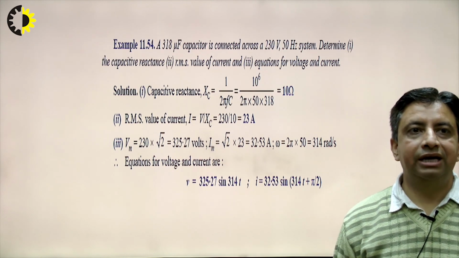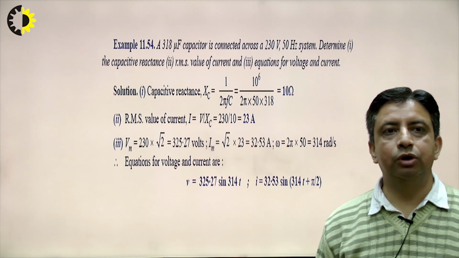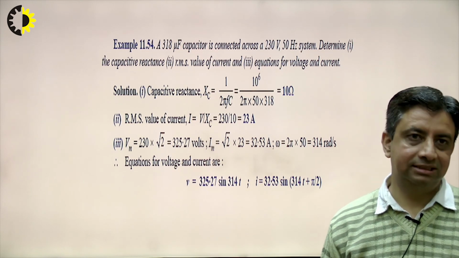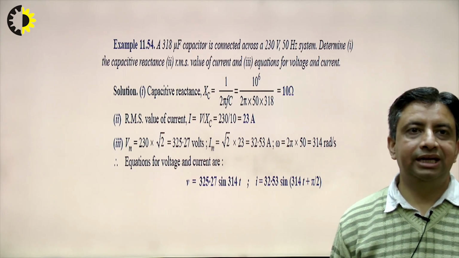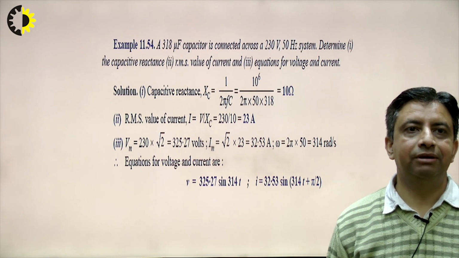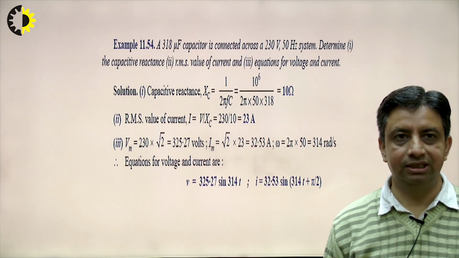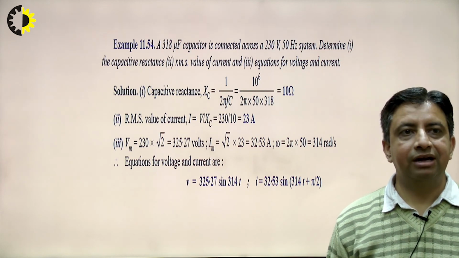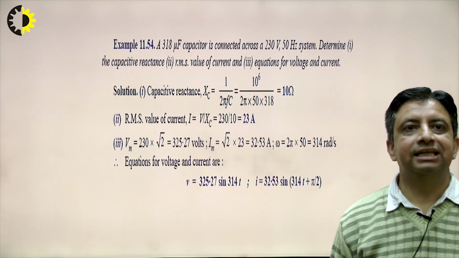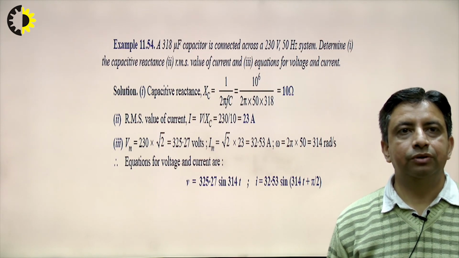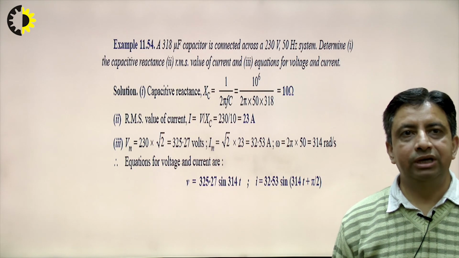RMS value of current, in this case I will be equal to V by Xc because the resistance is 0. So, 230 divided by this 10 ohm, that will be the current flowing in the circuit. Now, the power in this case will be equal to 0.